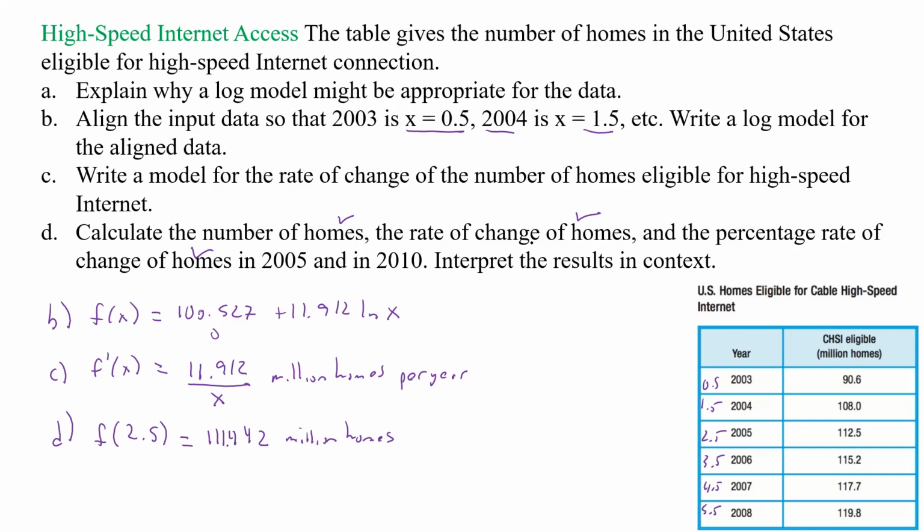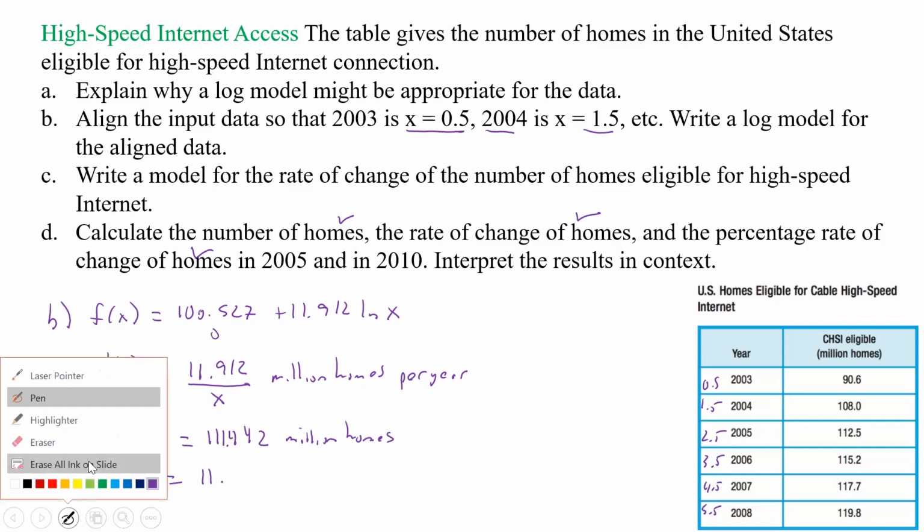Now we also need to calculate the rate of change, so that's going to be our f prime of 2.5. And so that's going to be 11.912 divided by 2.5, and that's going to give us 4.765 if we go to 3 decimal places. What did I put 11 for?